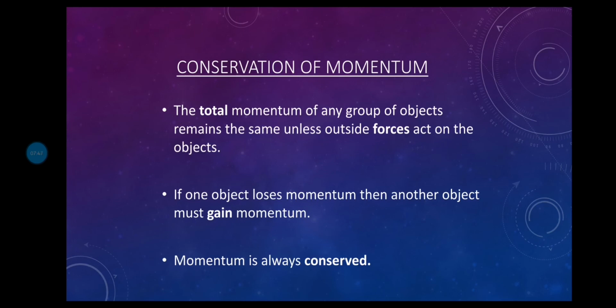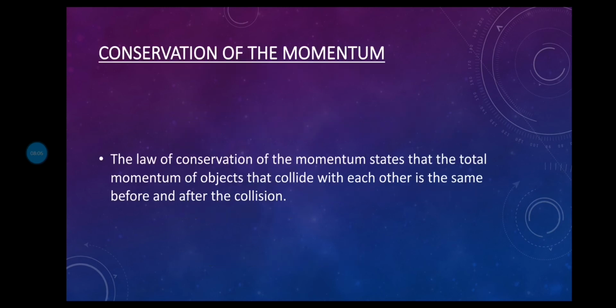And the last part of our lesson is the conservation of momentum. The total momentum of any group of objects remains the same unless outside forces act on the objects. If one object loses momentum, then another object must gain momentum. So momentum is always conserved. The law of conservation of momentum states that the total momentum of objects that collide with each other is the same before and after the collision.